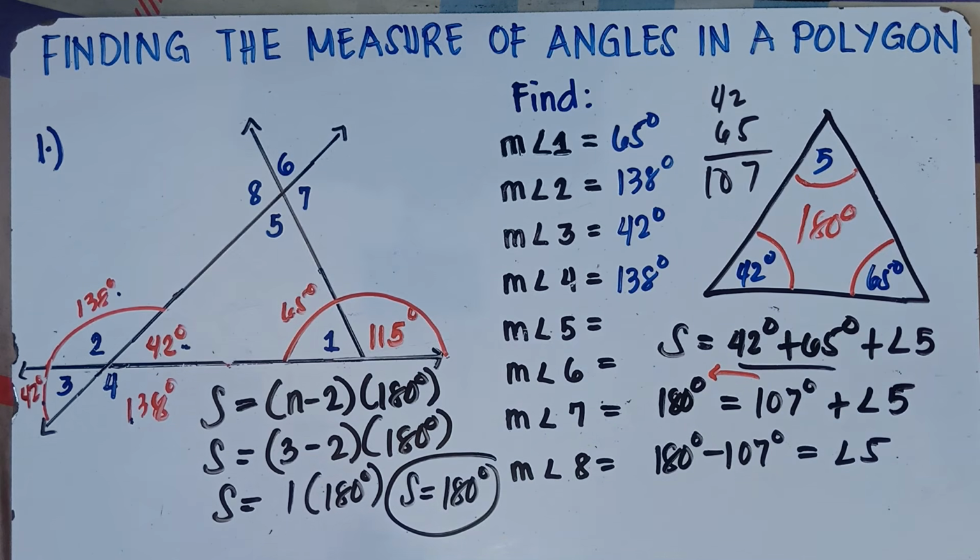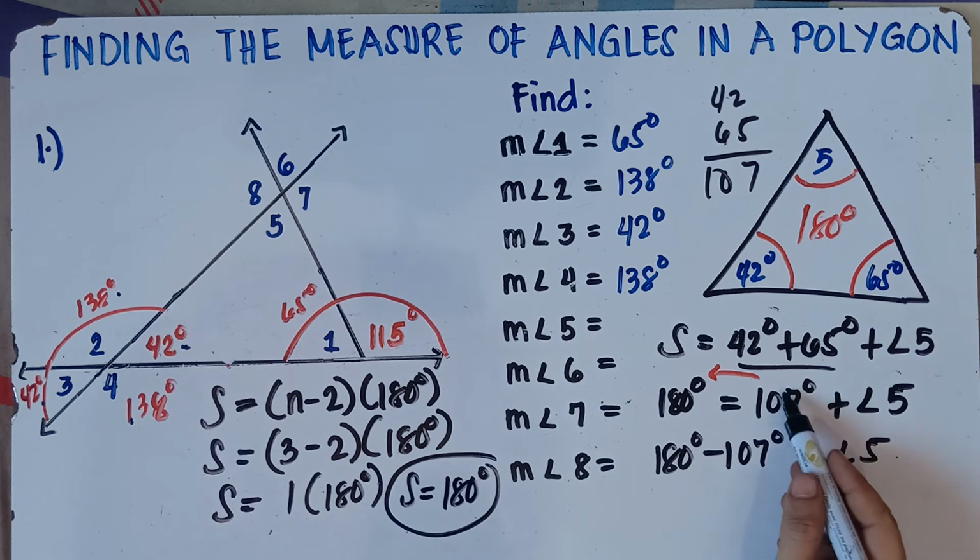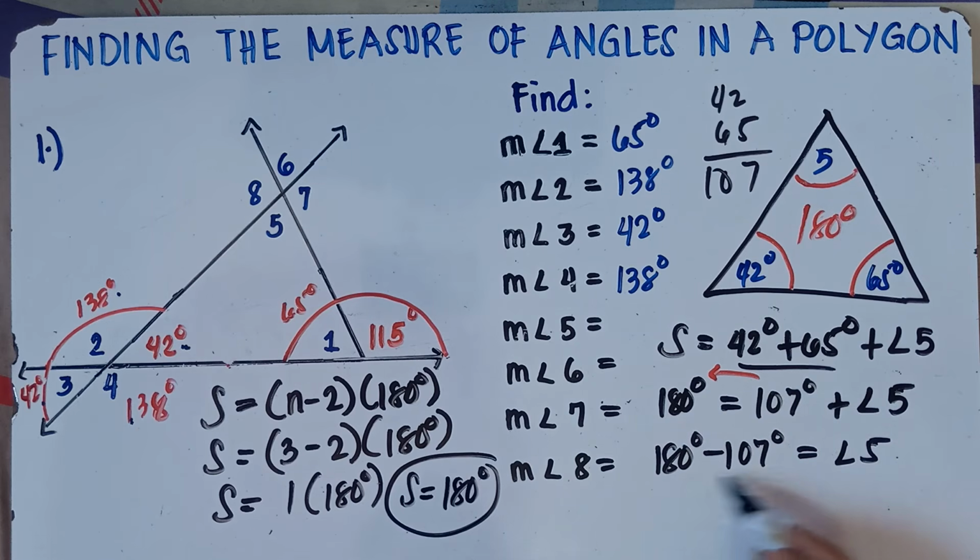Question, sir, why do we need to transpose 107 degrees from right to left? So that the remaining expression on the right of this equal sign is only angle 5. That's why we need to transpose this one, so that we can combine all the numbers. So 180 degrees minus 107 degrees, that would be the measure of angle 5.